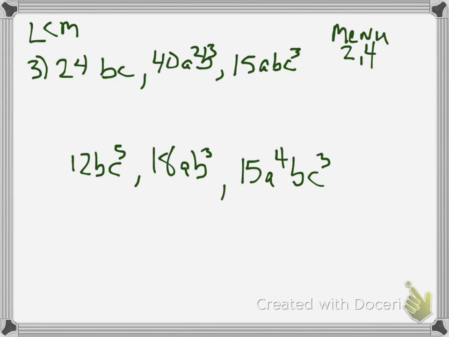Okay, for number 3, again, you have these numbers 24, 40, 15, or if you have the other version, 12, 18, 15. What you do on the calculator is press menu 2, 4, and you do the first two numbers. So you'd do menu 2, 4, type in 24, 40, press enter, and then you take the answer and say menu 2, 4, type in the answer, comma, 15. So you do the answer with the third number and then press enter, and that gives you the least common multiple, which in this case is 120, or 180 for the other one.